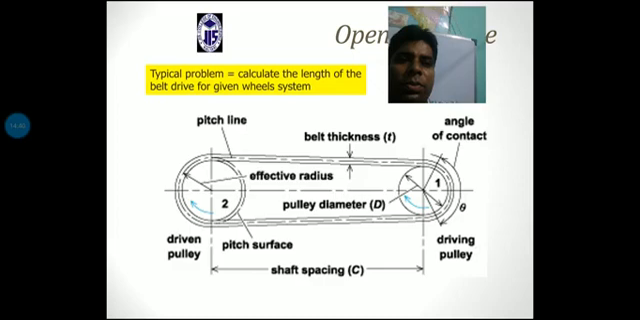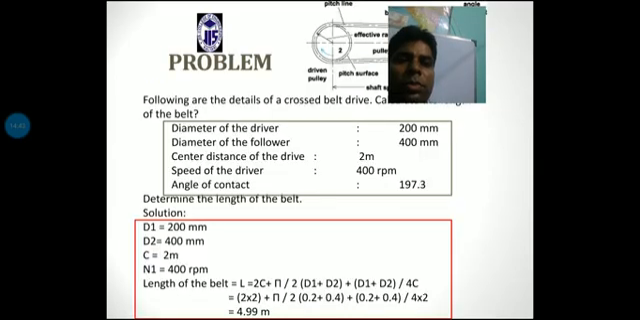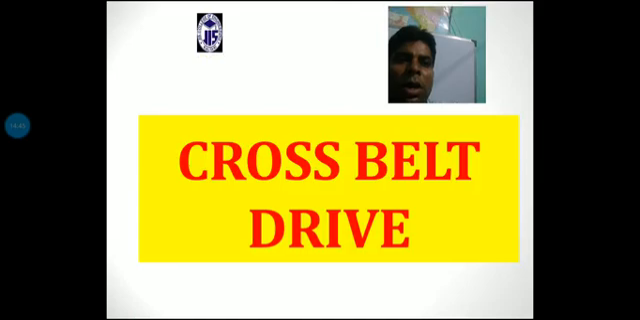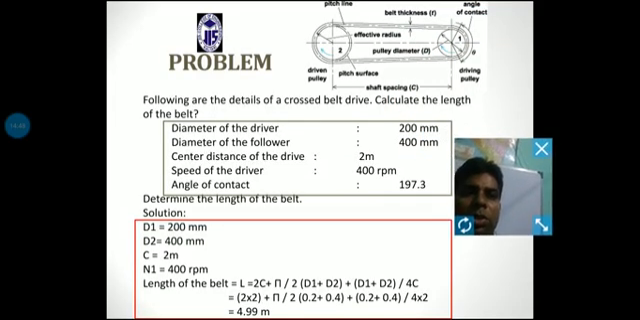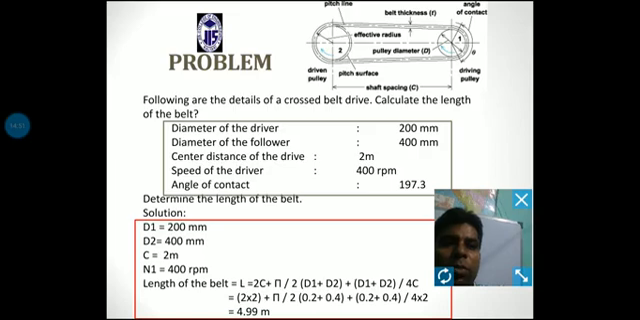Now next, that is actually a simple problem based on open belt drive. In open belt drive, the length of the belt can be calculated. So for that problem the figure will be the same as just before this slide, but the difference is that the following are the details of cross belt drive.